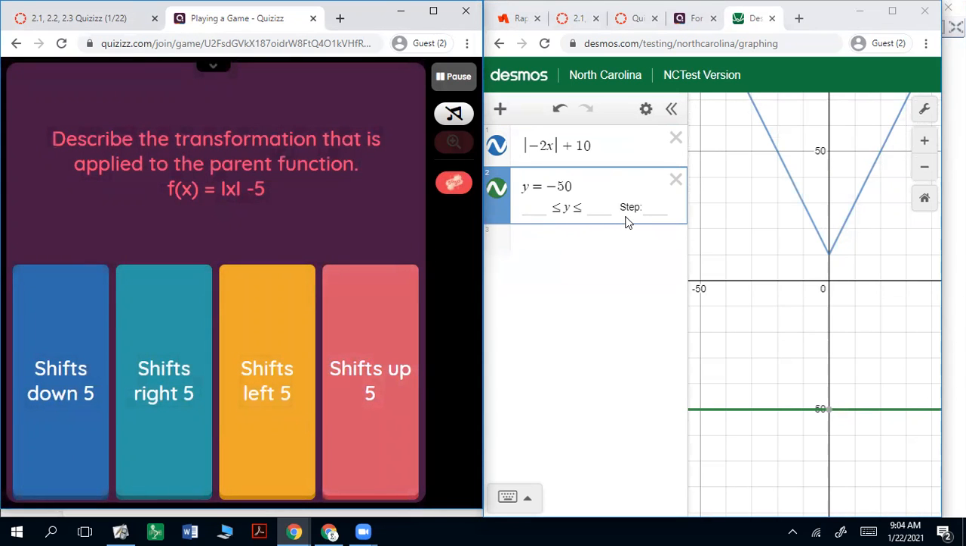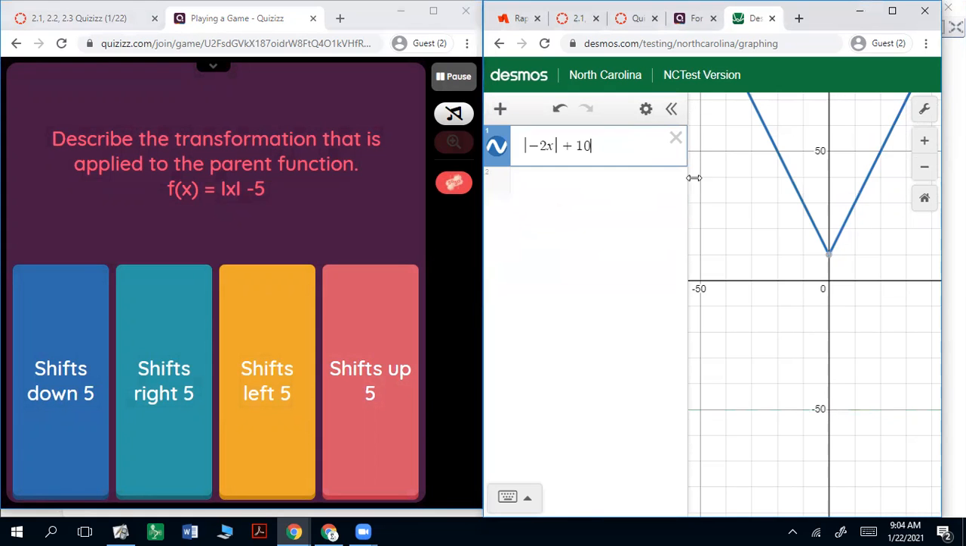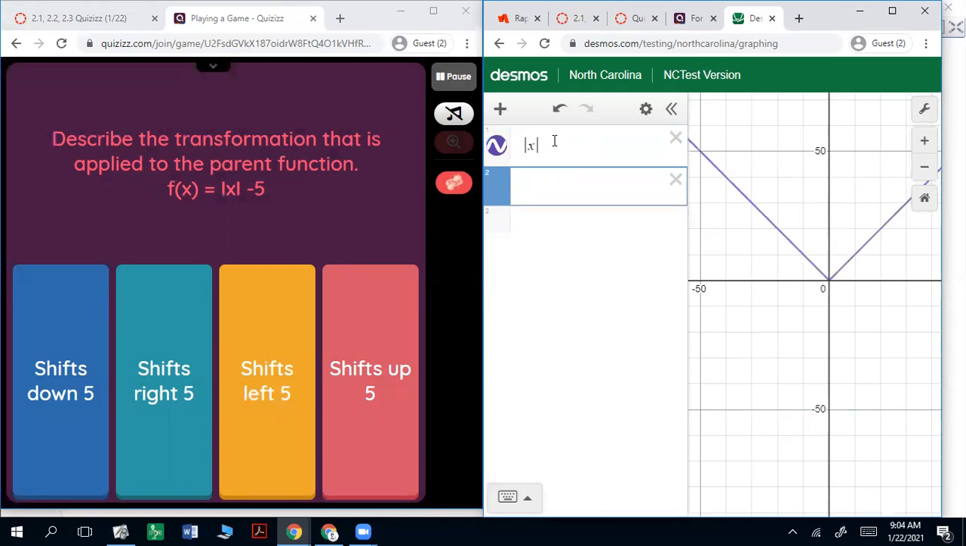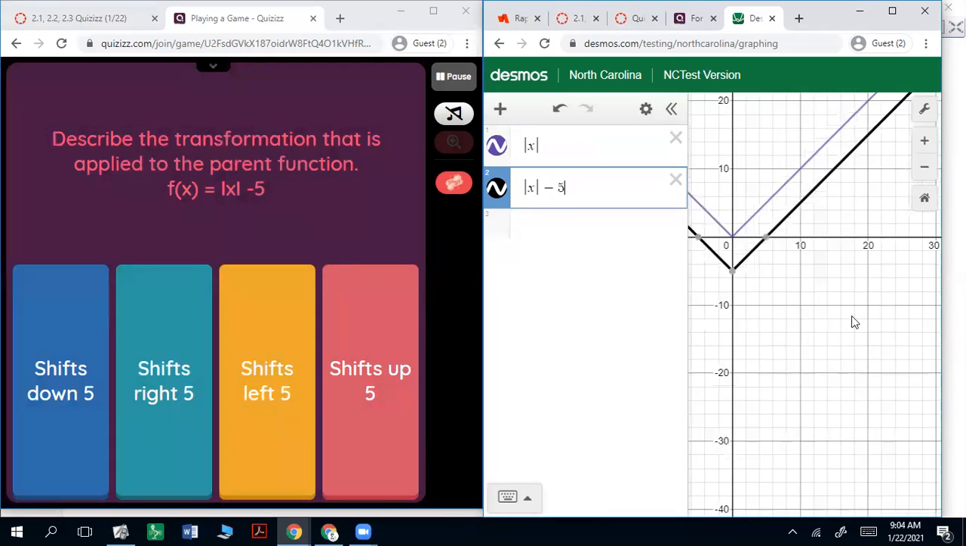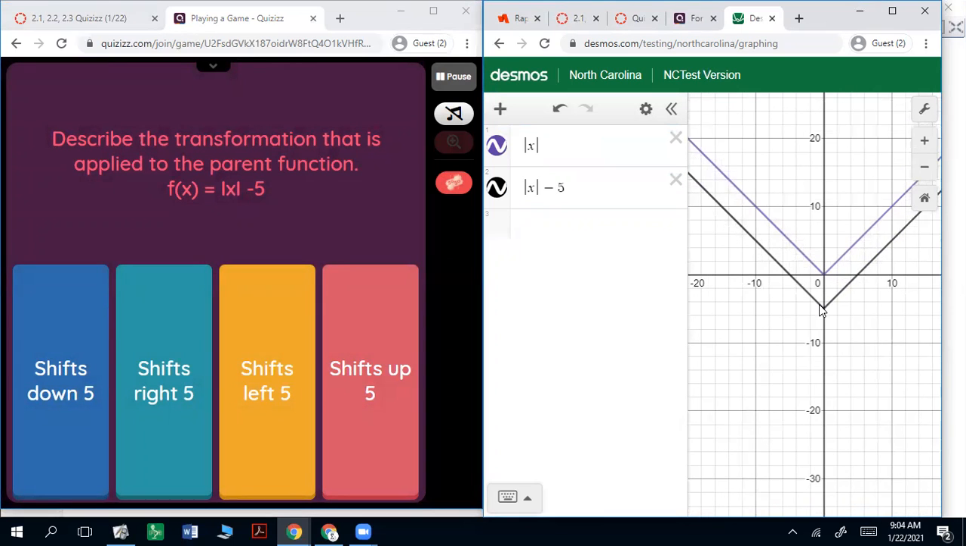Number 5, describe the transformation that is applied to the parent function, f of x equals absolute value of x minus 5. When you're subtracting on the outside of the absolute value, that's going to go down. I will show you the original function, absolute value of x. Then the parent function is absolute value of x, close it up, minus 5. And you can see that this did move down 5 units. So it's going to shift down 5.